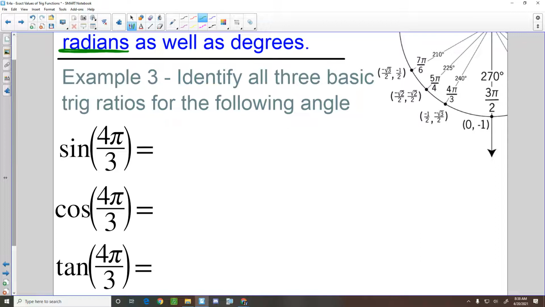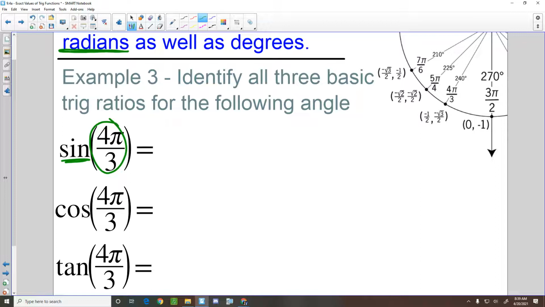But the same rules apply. So here I'm asking you for the sine, cosine, and tangent of the angle 4 pi over 3. Now you're just not used to seeing things written as 4 pi over 3, but that's just an angle. That's right on the unit circle. So where this angle is what we're looking for. If I want the sine at that angle, just remember that sine is your y coordinate. So all this is asking is, what's the y coordinate at 4 pi over 3?